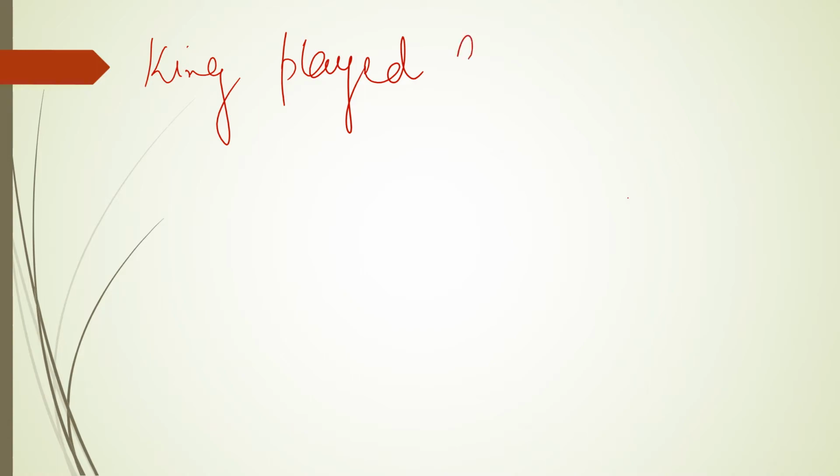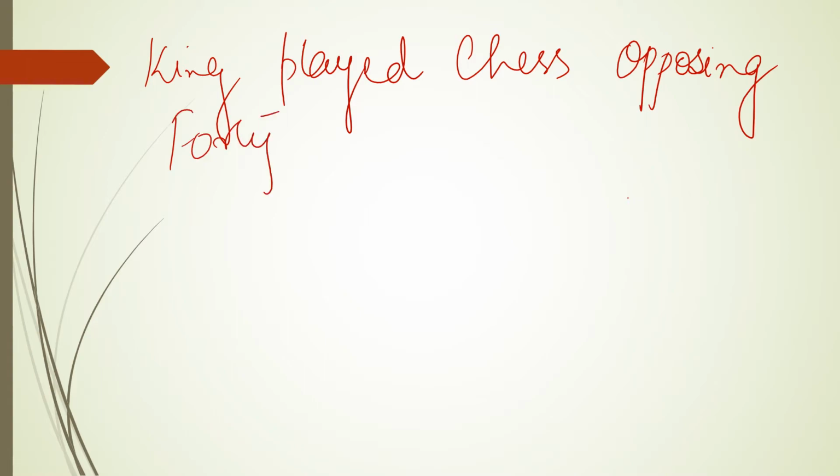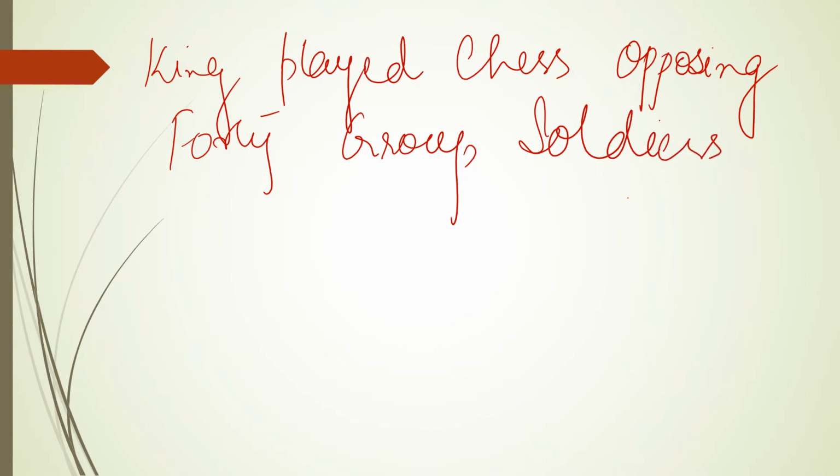Now to remember the hierarchical order, I have made something like a poem. We can just memorize this: King played chess. We will be taking the first letter of each word and writing the hierarchy. King played chess opposing 40 group soldiers. It's not a meaningful sentence of that type, you can just learn this. King played chess opposing 40 group soldiers. So this is the sentence which you can remember.